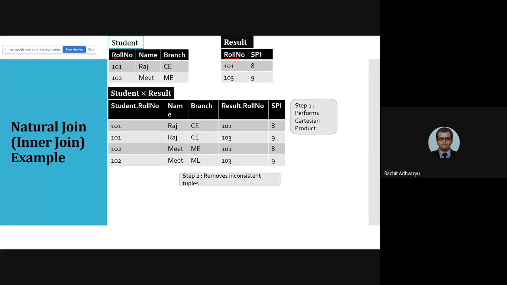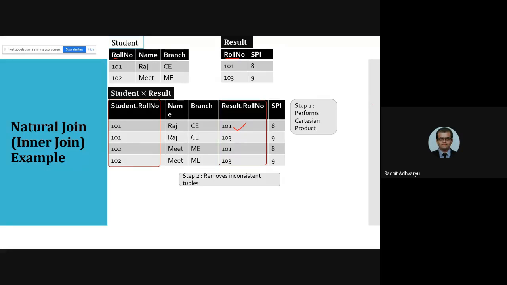Now, what is step number 2? Remove inconsistent data. So what actually is inconsistent data? Let us see the example, so it will be quite clear to you. See, what it has highlighted? It has highlighted the two common columns, that is, roll number of the student table and roll number of the result table. Right. Now it will compare: is 101 available in this? Yes, it is available. 102 is available in this? No, it is not available. 103 is available in this? No, it is not available.